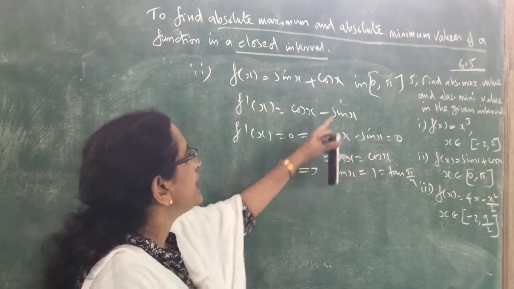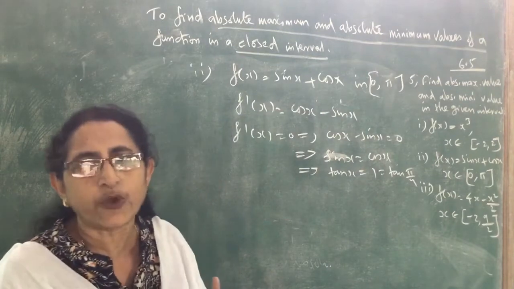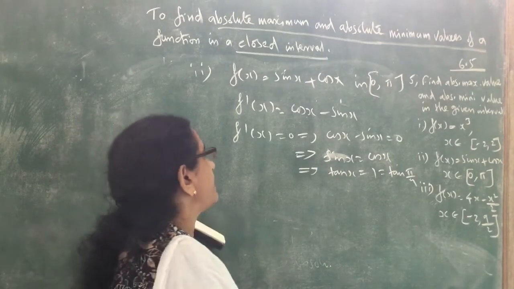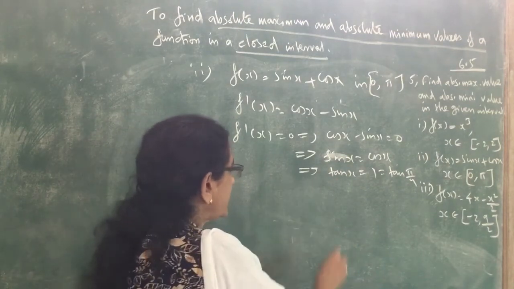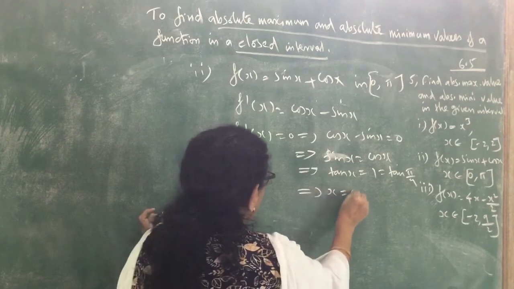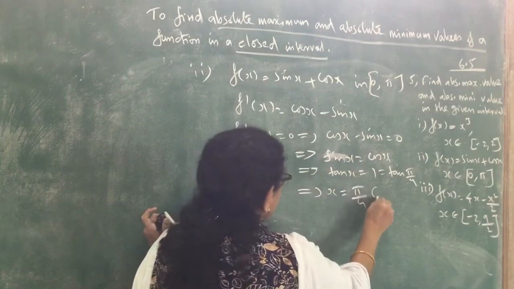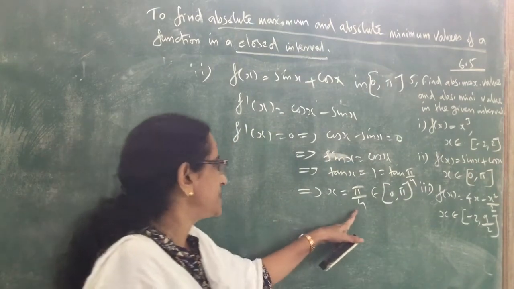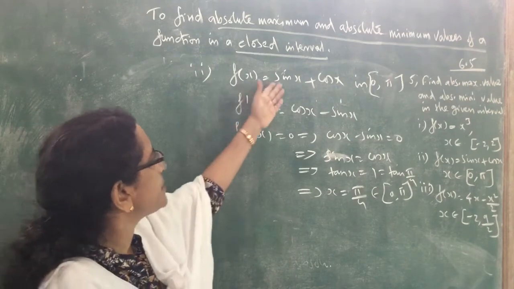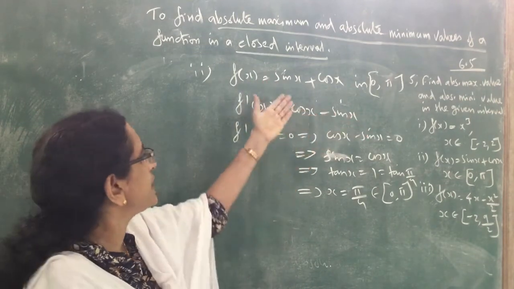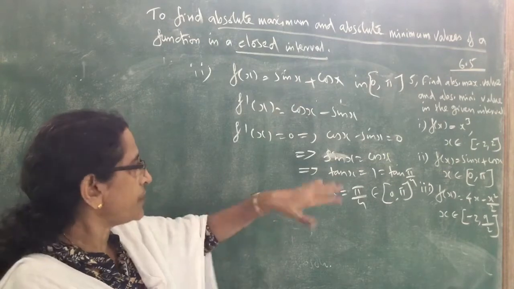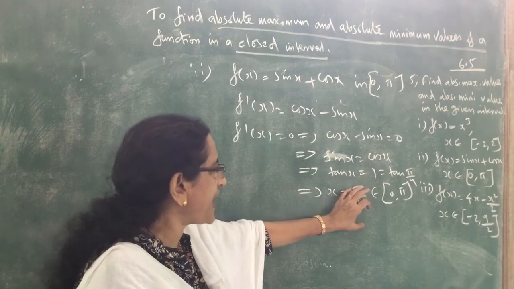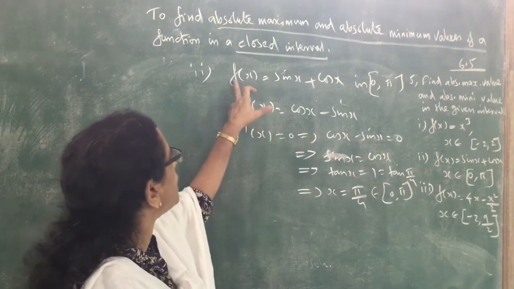Here, in the interval [0, pi], there is only one value, pi/4, so that tan x = 1. That implies x = pi/4, which belongs to the interval [0, pi]. So in this interval there is only one point. Now, this is differentiable for all values of x in the interval, so this is the only critical point. At this critical point and at the endpoints we can find the value of f(x).